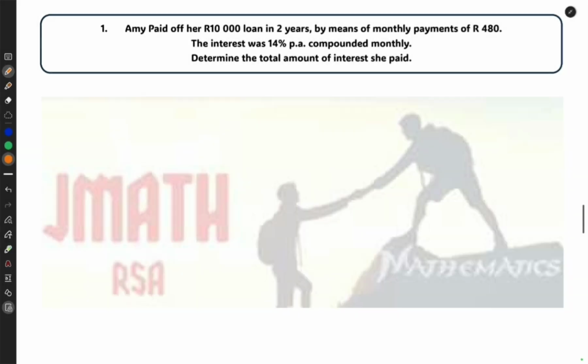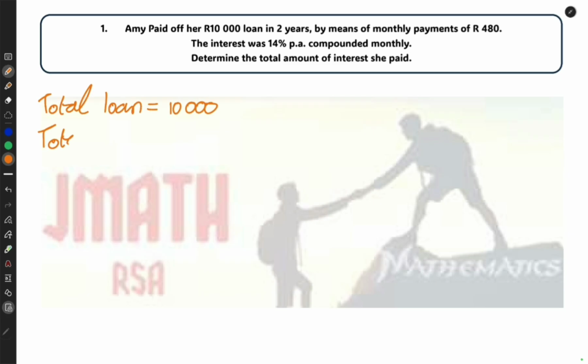Question 1. Amy paid off her 10,000 Rand loan in 2 years by means of monthly payments of 480 Rand. The interest was 14% per annum, compounded monthly. Determine the total interest that she paid. In this question, they gave me what she borrowed. I know what she repaid, and they were talking about the whole loan. So I don't actually need to do too many calculations. I can say the total that she borrowed, so the total loan, is equal to 10,000 Rand.